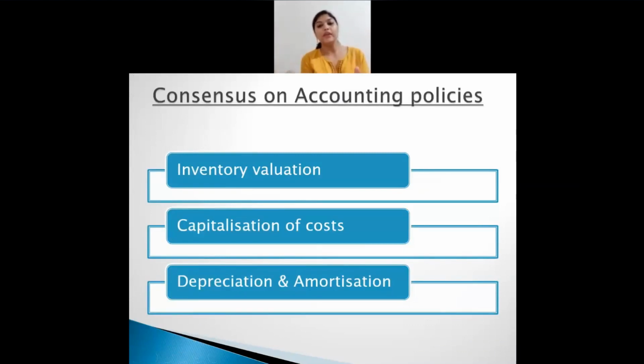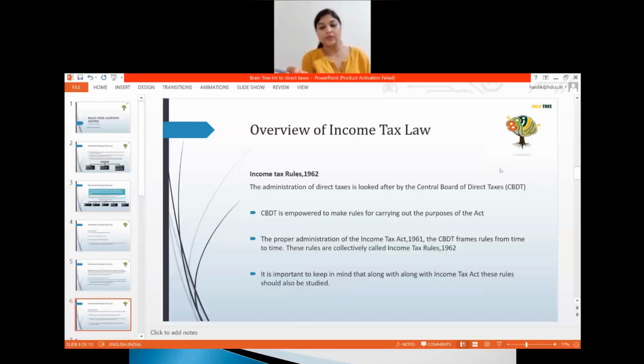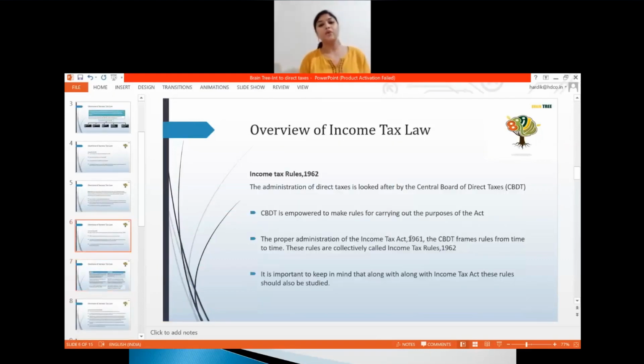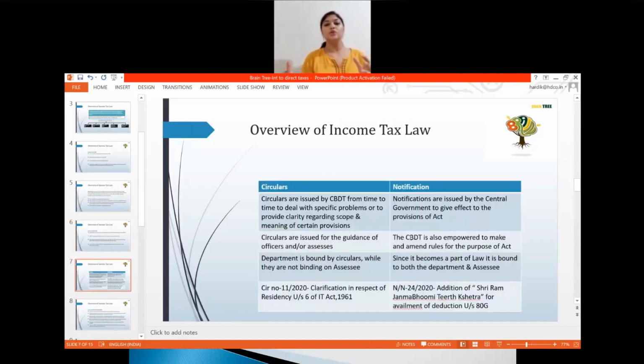Consensus on accounting policies. When we follow certain standard accounting rules, there has to be consensus over the industry. For example, first is inventory valuation. When we value our inventory, we follow AS2. In that, some may follow FIFO, first in, first out, some may follow LIFO, some may follow the weighted average method. Consensus has to be there so that two financial statements can be compared.